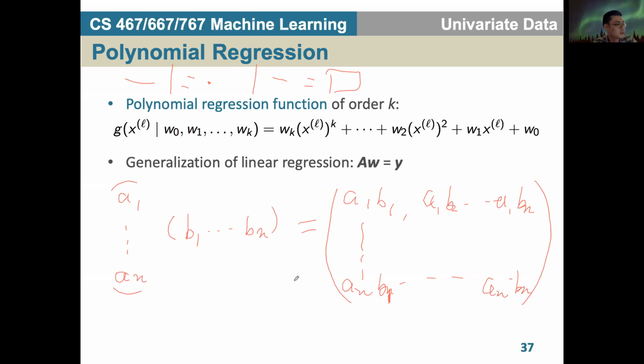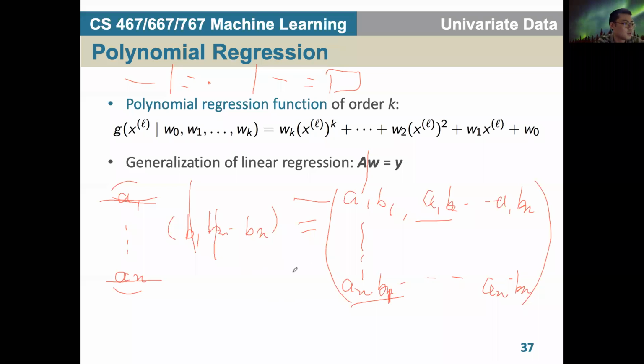But how to see this? It's very simple. The first row, first column should be the first row times the first column. The second term should be what? The first row times the second column, so it's A1 B2. And then you do this for the n-th row, first column. If you follow the definition, it's very easy to see that, but you should also keep in mind that this is an outer product.